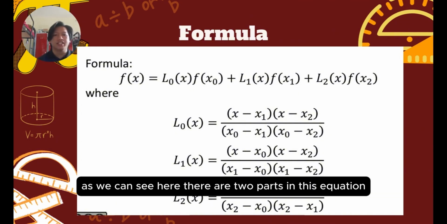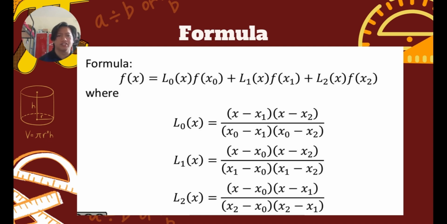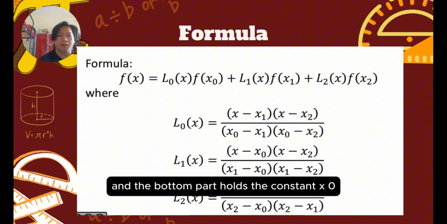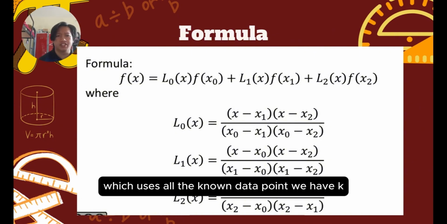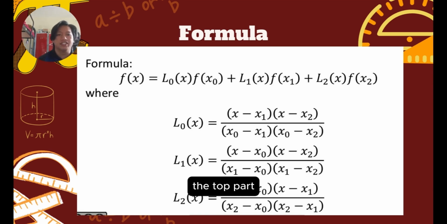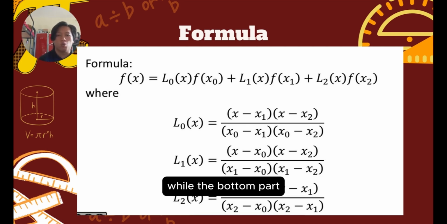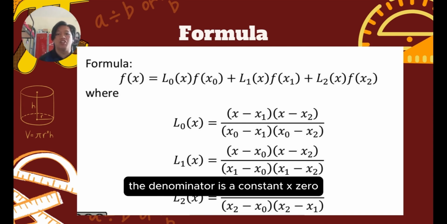As we can see here, there are two parts in this equation, the top part and the bottom part. The top part is the numerator, which holds the variable x, and the bottom part holds the constant x0, which uses all the known data points we have. The top part, the numerator, is used to find the value of x, while the bottom part, the denominator, is a constant x0.